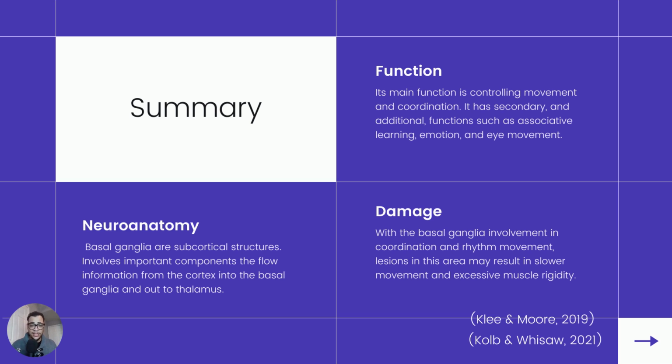All right, so let's sum this back up. The neuroanatomy, once again, the basal ganglia is a subcortical structure, involves important components. Information flows from the cortex to the basal ganglia and out to the thalamus. The functions are mainly for controlling movement and coordination. It has secondary functions, which is associative learning, as well as emotion and eye movement. And when it is damaged, it impacts the coordination and the rhythm of movement, leading to slower movement or exaggerated movement.